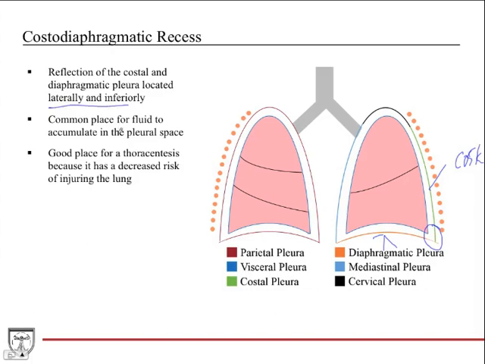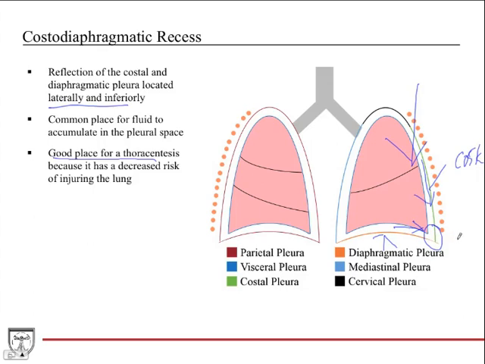And it's a common place for fluid to accumulate in the pleural space because gravity pushes down, and it's an open space here. So fluid can move down this way, and it can move down towards it this way. It's one of the most inferior portions of the pleural space. It's also a good place to do a thoracentesis. A thoracentesis is where you stick a needle through the chest wall into the pleural space to aspirate off that fluid, such as if you're looking to determine whether it's a transudate versus an exudate.